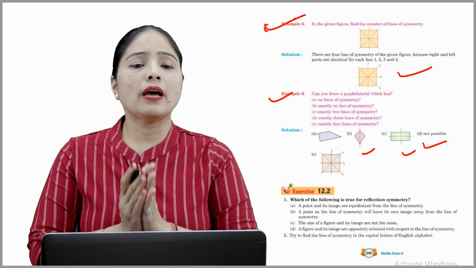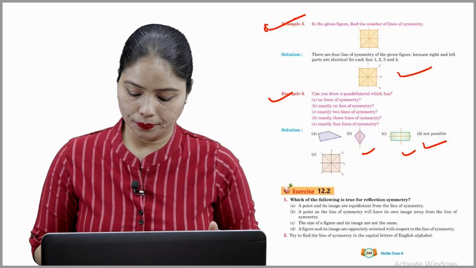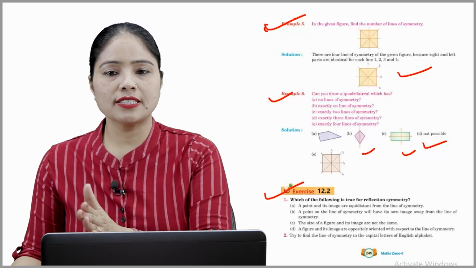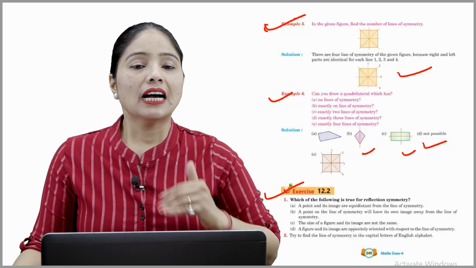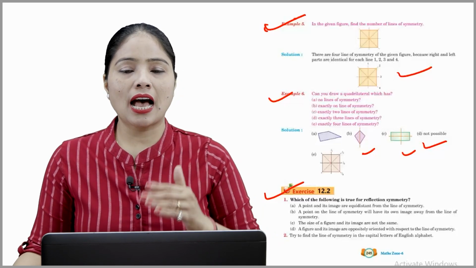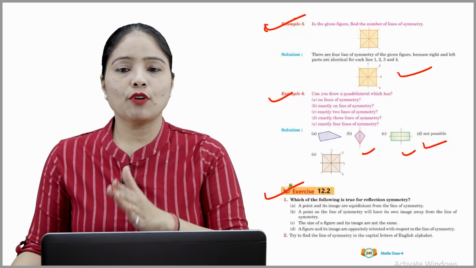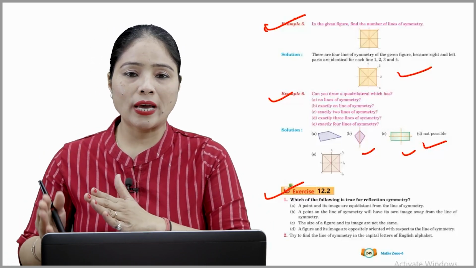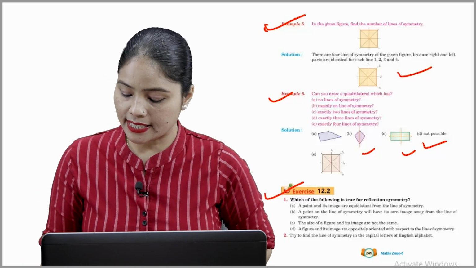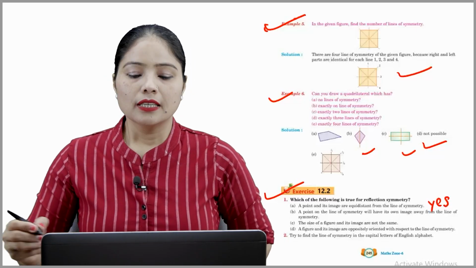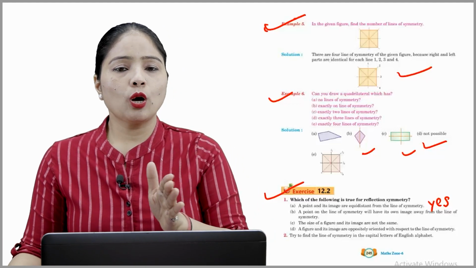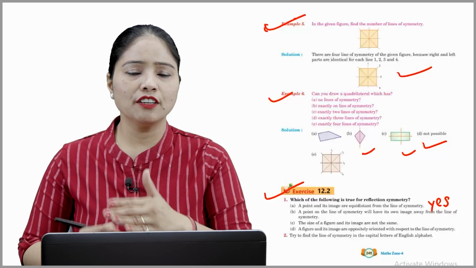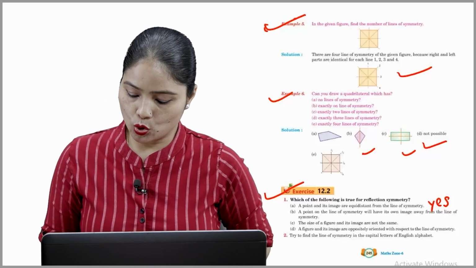Okay. So now exercise 12.2. Which of the following is true for reflection symmetry? First one is, a point and its image are equidistant from the line of symmetry. Which of the following is true? So is this true or false? So we will say yes, it's true. Next, a point on the line of symmetry will have its image away from the line of symmetry. Yes, it's true beta. So write it true.